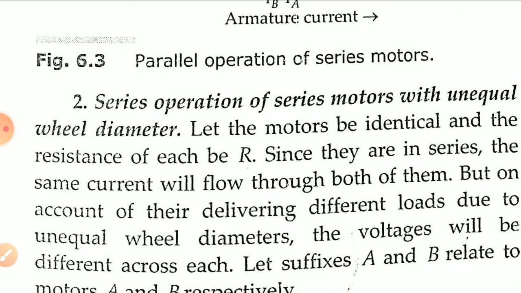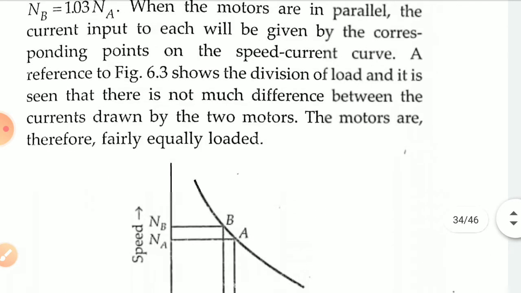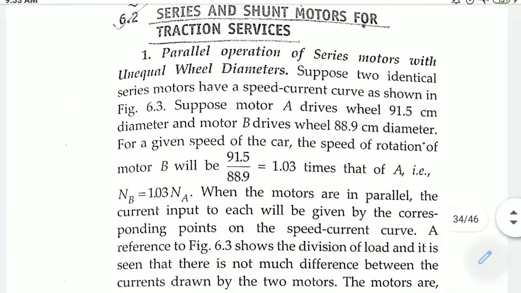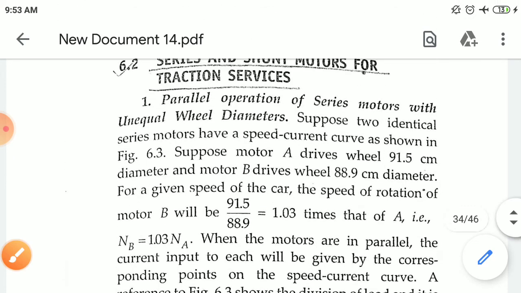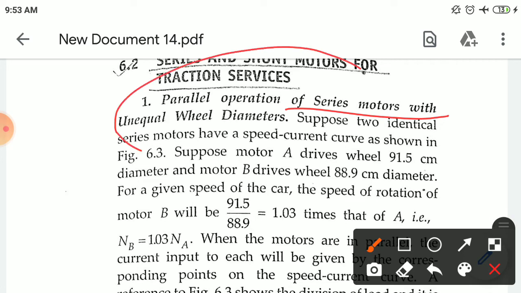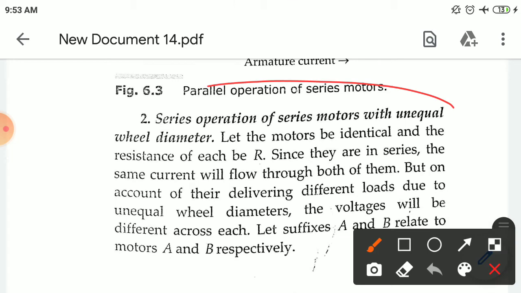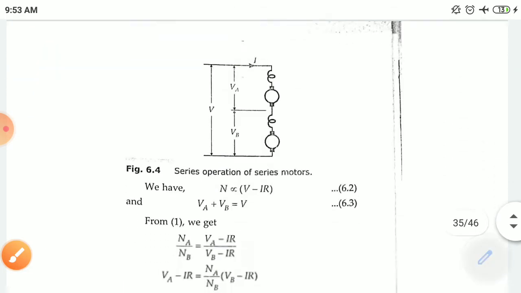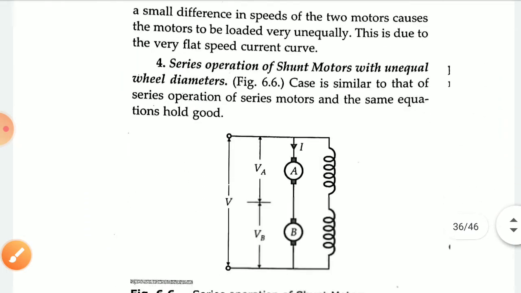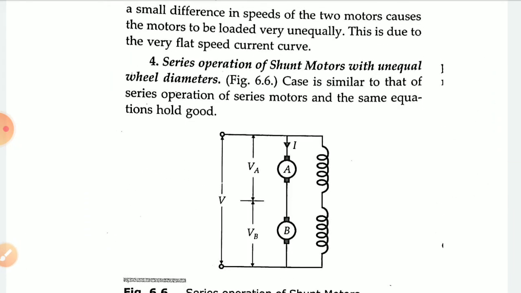See, for parallel operation, the same way as I said, we are using DC series motors for the DC service. What we are doing is operating them in different ways. In this first case, we can operate the series motors with a parallel operation, the first way. The second is series operation of series motors with equal wheel diameter, that's another way. And the third one is series operation of a shunt motor with unequal wheel diameter.